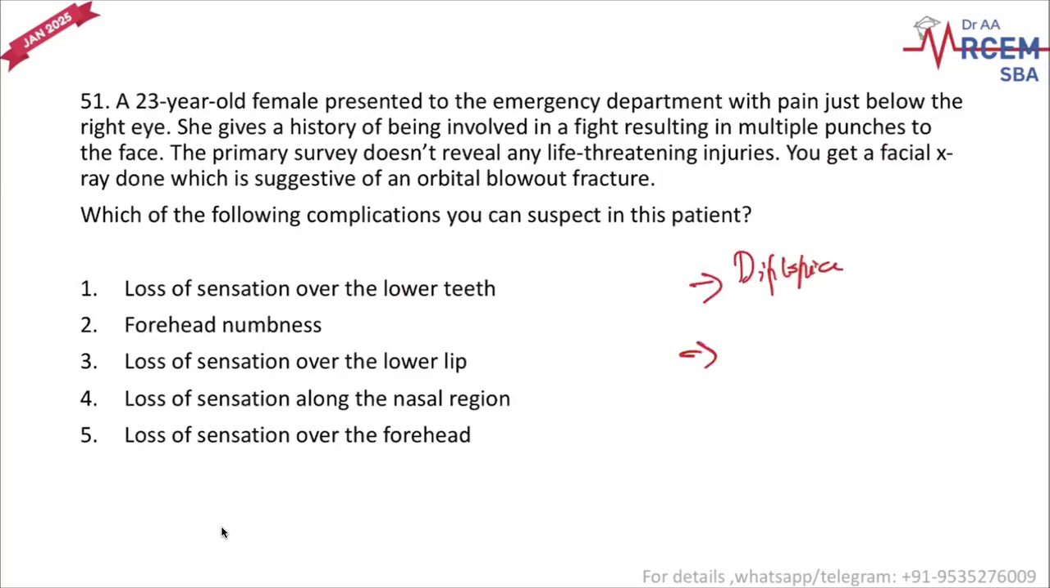Another thing is there might be an involvement of which nerve, now anyone remembers? Infraorbital nerve. Involvement of the infraorbital nerve can result in loss of sensation. So loss of sensation is around the nasal region. So this is the right answer here. Loss of sensation around the nasal region.